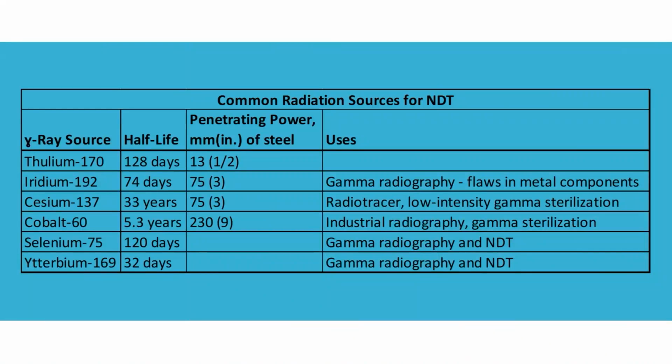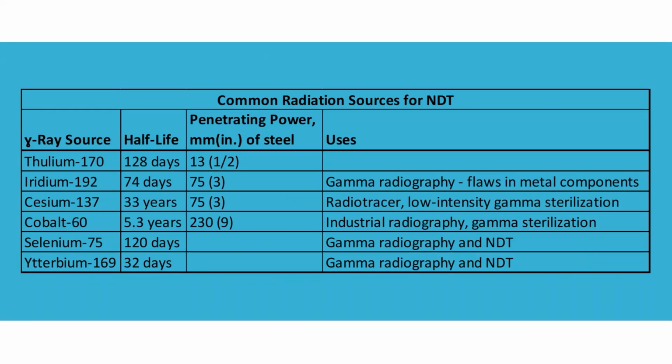Some other sources: thulium 170, 128 days. You can see that can penetrate 13 and a half inches of steel. Iridium 192 has a 74-day half-life and can penetrate upwards of 75 millimeters, 3 inches of steel. Sorry, the first one was a half-inch steel. And so iridium is the most common one used. And remember, we're not typically using these on steel. They're often being used on aluminum. These gamma rays can penetrate aluminum more easily than they can steel, and composites typically more easily than steel. And so we can be doing thicker, larger parts than if we were doing something made out of steel.